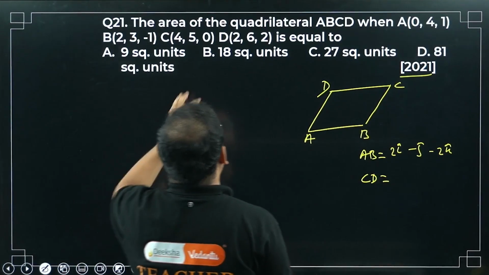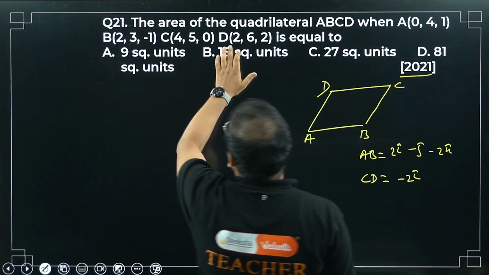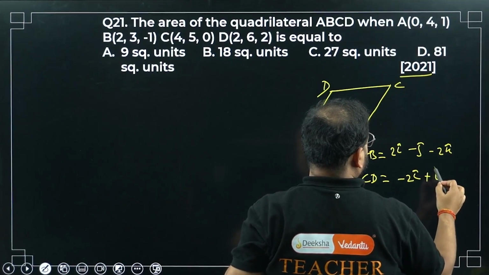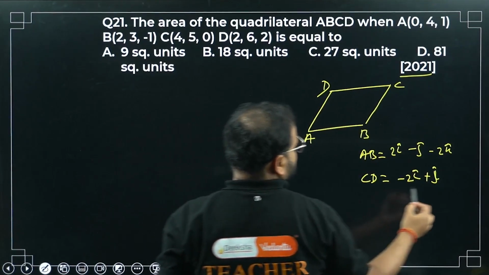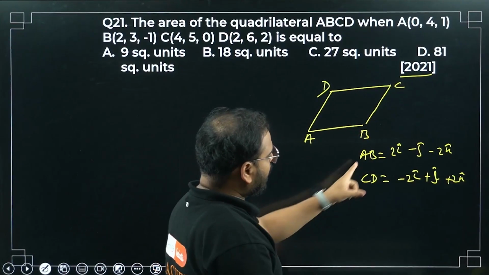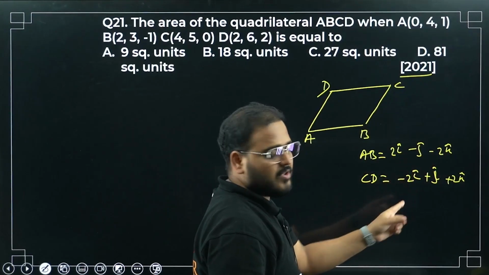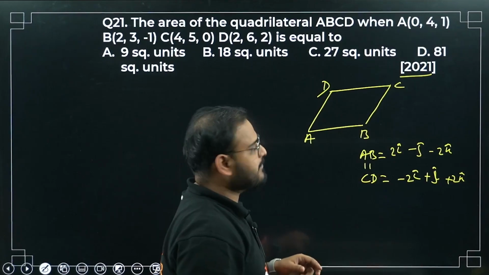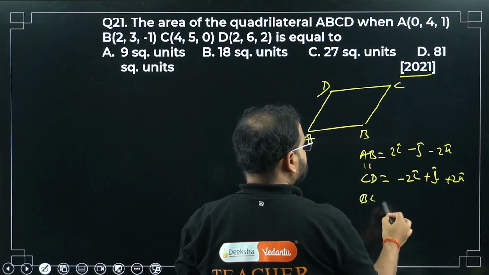Check for CD now. 2 minus 4, so minus 2i cap. 6 minus 5, so plus j cap. 2 minus 0, so plus 2k cap again. If you find the mod of AB, what are you going to get? 4 plus 1 plus 4, so root 9, 3. Over here also root 9, so 3. So they are equal to each other. Same way you will get BC equals AD also. Please cross check.